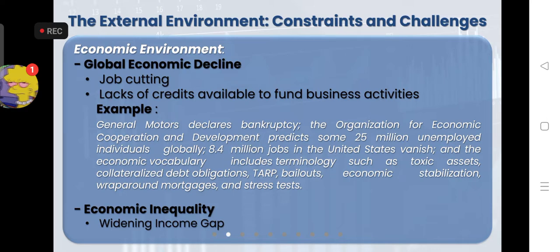It refers to unequal distribution of income and opportunity between different groups in society, such as a widening income gap. So overall, to understand the economic environment, we need to look at the changes that have taken place and the impact of those changes on the way organizations are managed. Because of course, if something happens in the economy, there is no doubt that business organizations will be most negatively impacted. So next.